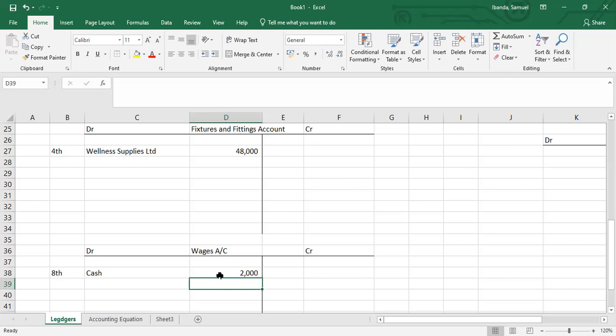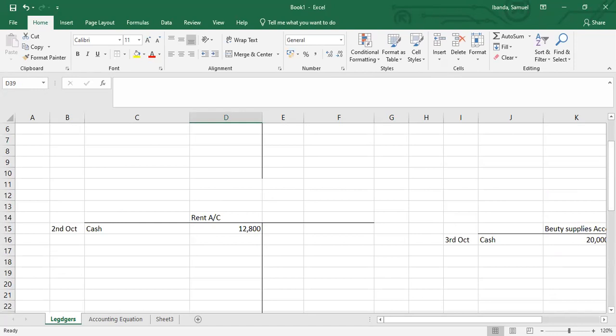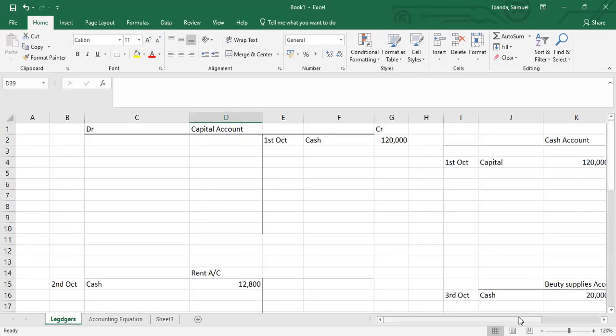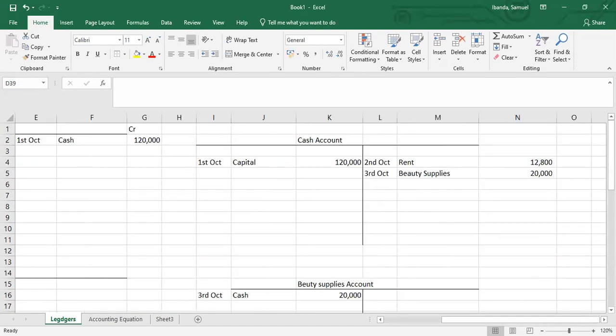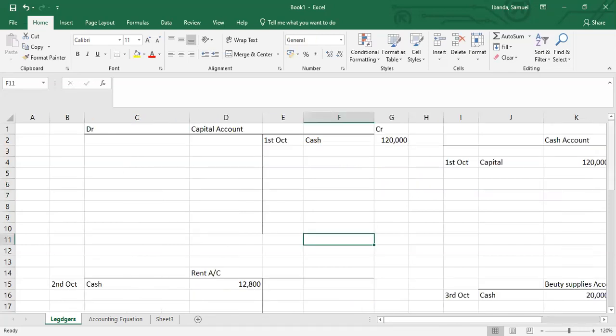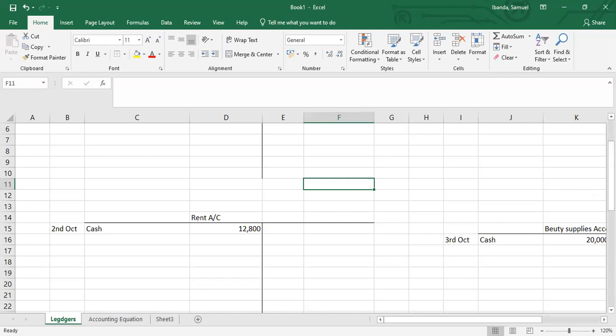Since we paid by cash and we already have a cash account, we shall not have to draw up a new one. We shall just come to our cash account and write 8th, call these wages, and record the amount, which is 2,000. All right, so that is what we shall record.